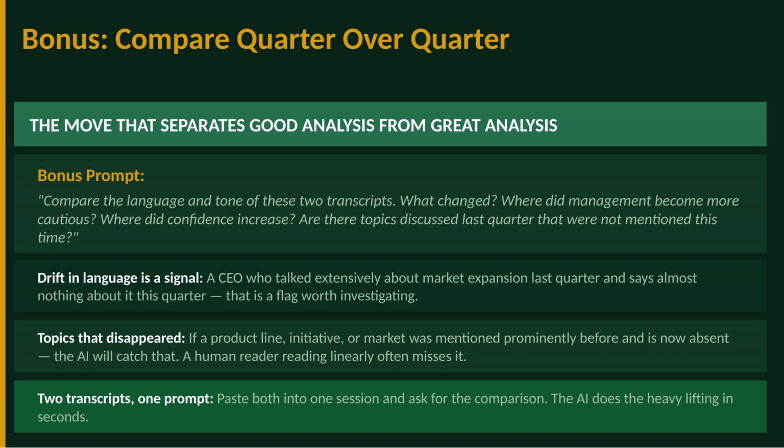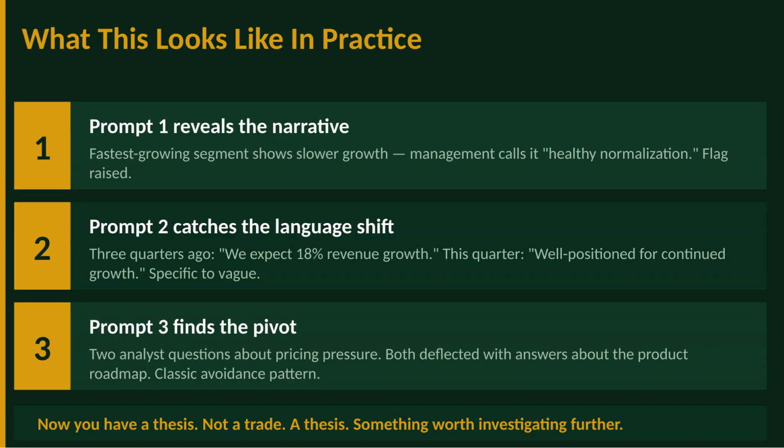Drift in language is one of the most reliable early warning signals in investing. A CEO who talked extensively about market expansion last quarter and says almost nothing about it this quarter, that's a flag worth investigating. Two transcripts, one comparison prompt. The AI does the heavy lifting. Let me show you how this flows in practice.